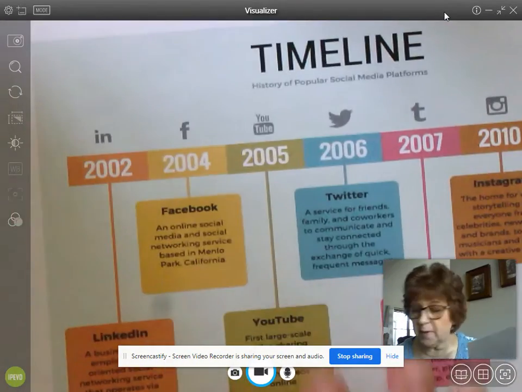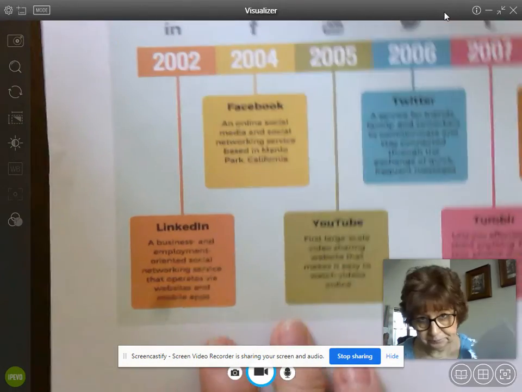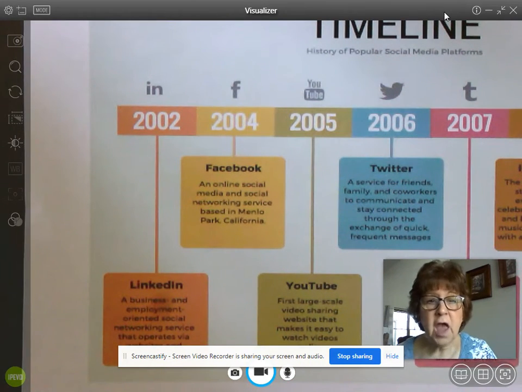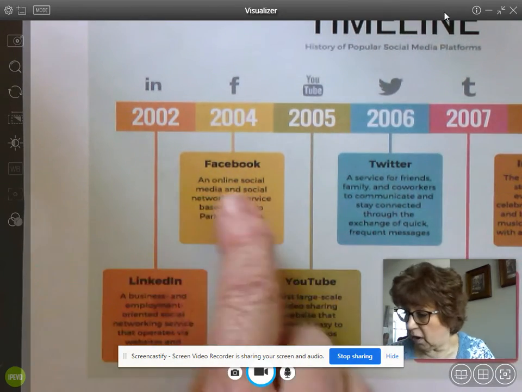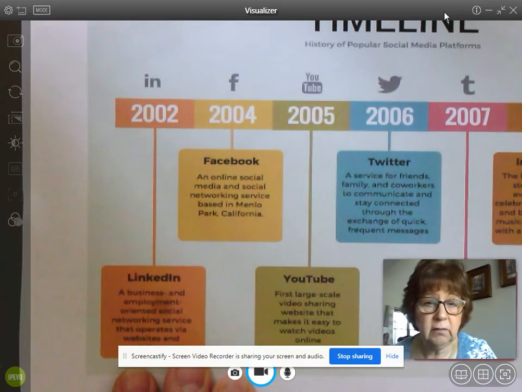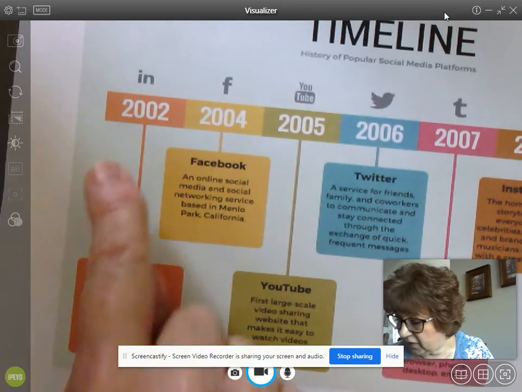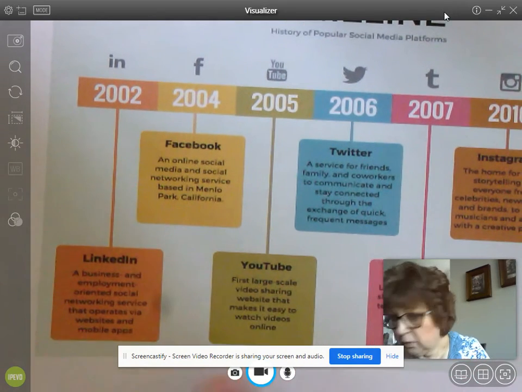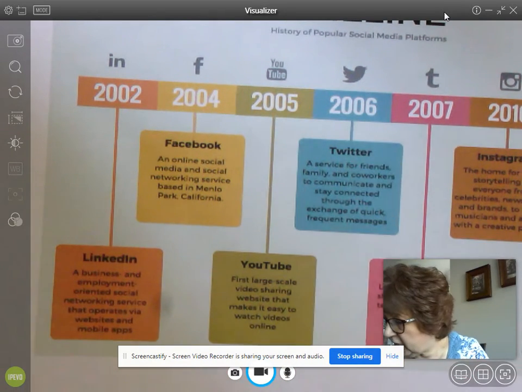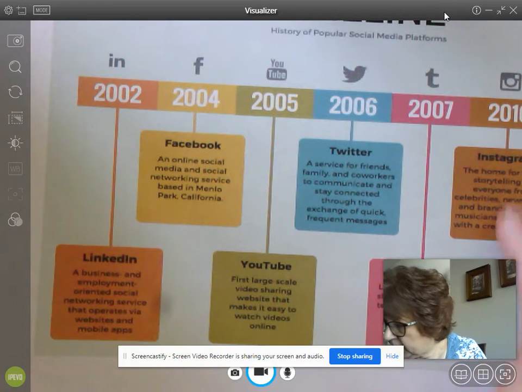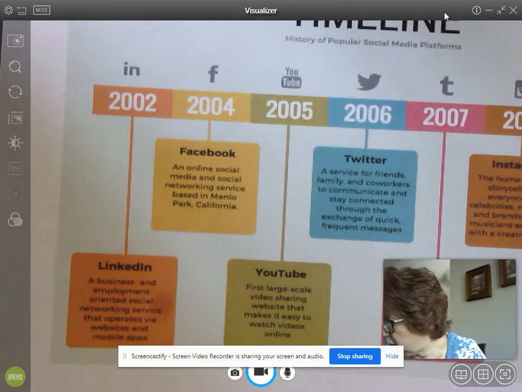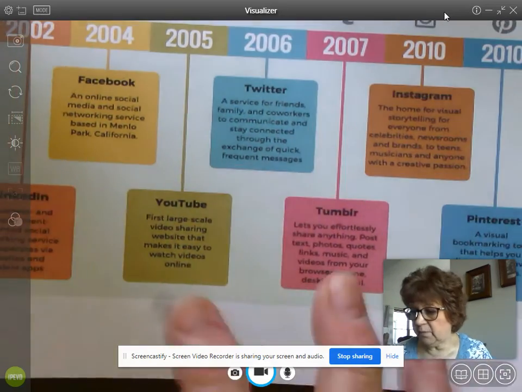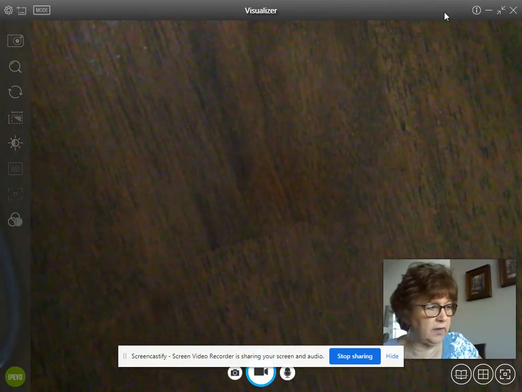So a timeline, and we've talked about that a lot recently with our biographies, especially. We had timelines with people's lives. And so this is showing actually when social media came into being. So in 2002, LinkedIn. I didn't know that was one of the oldest. Facebook was 2004, YouTube at 2005, Twitter 2006, 2007 was Tumblr, 2010 was Instagram, and also in 2010 was Pinterest. So that's kind of an interesting little timeline, but it tells me when all of those things happened.